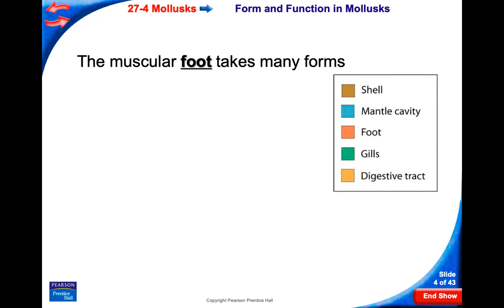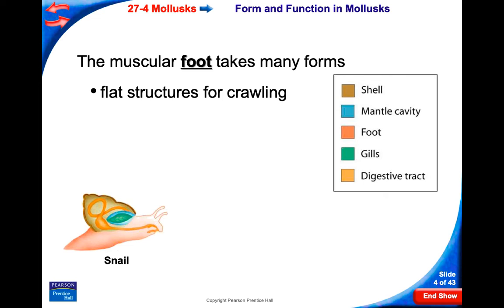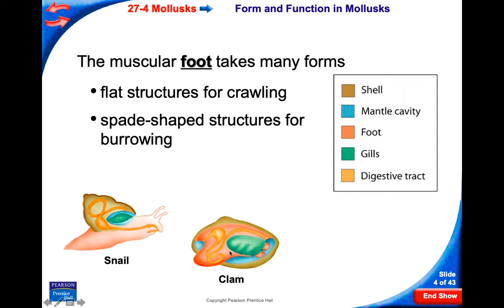All right, so the muscular foot, that part of a mollusk, can take a variety of forms. This diagram is found on page 702. If you look at the color coding here, you can see that the foot is in a peachish pink color. So for snails, for example, the muscular foot is flat and on the ventral surface, and it's used for crawling. For bivalves like clams and mussels, the foot has a spade shape to it, and it's used for digging. Clams, for example, dig in the sand in order to hide from predators, and that helps them to dig downwards into the sand.